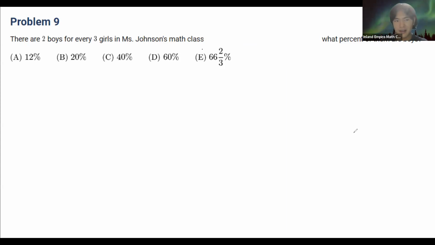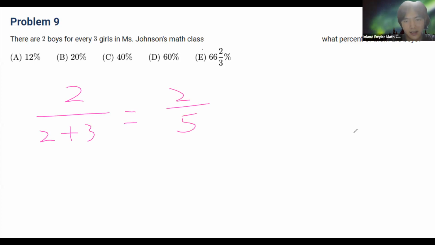The total number actually doesn't matter because you can see that you have 2 boys for every 2 plus 3 students. So that's 2 boys for every 5 students. So that's 0.4, which is equivalent to 40%.